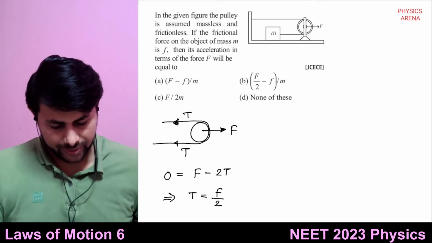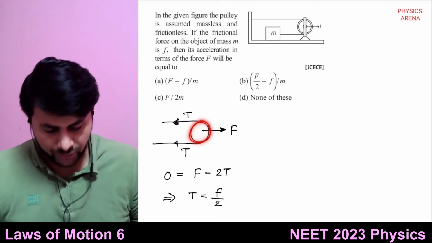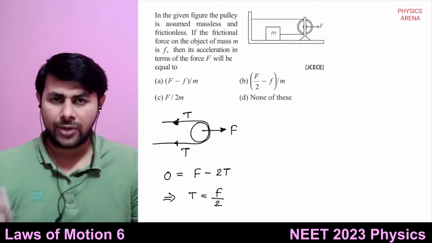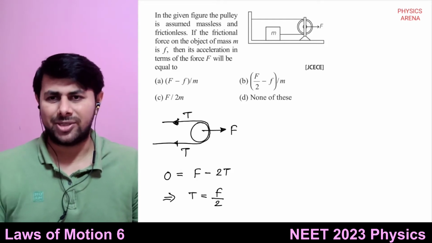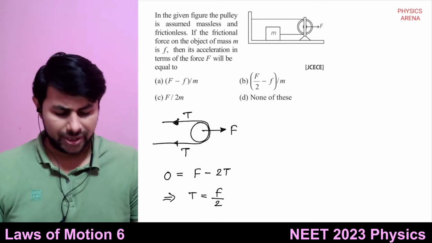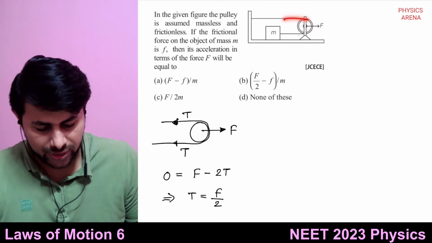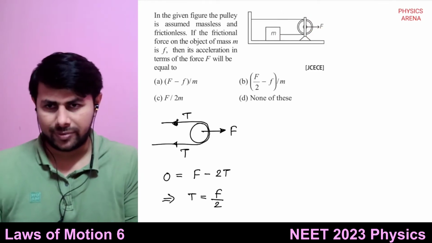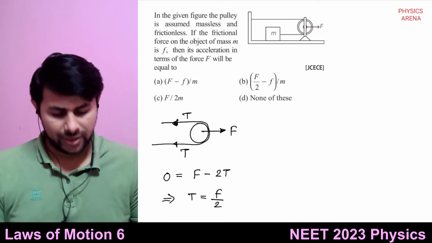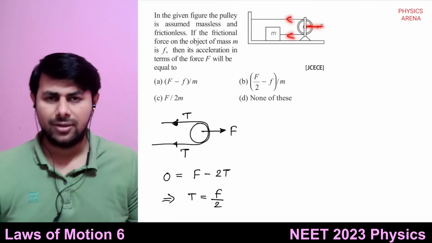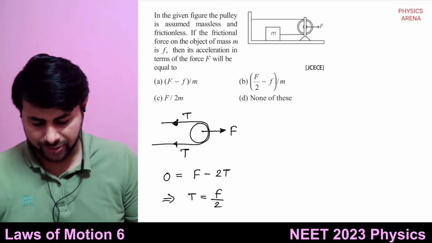For a question like this, please remember you have to draw the free body diagram of the pulley first. Or intuitively you can say F is equal to 2 times T, because there are two strings pulling on this pulley towards the left and there is this force acting towards the right. So F will be equal to 2T and T will be equal to F by 2. Directly you can say.